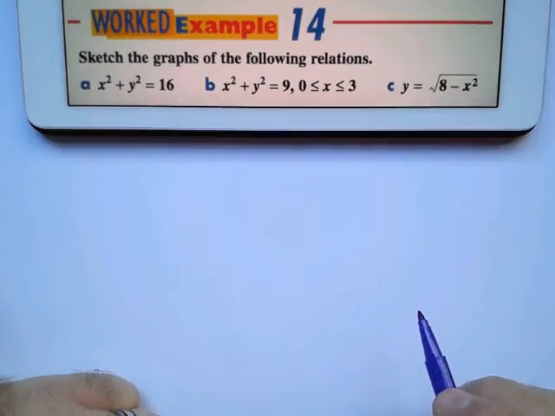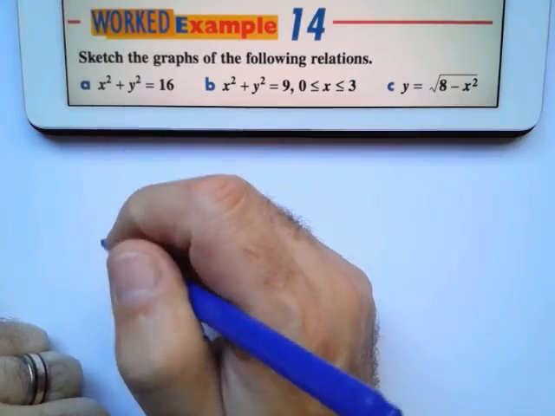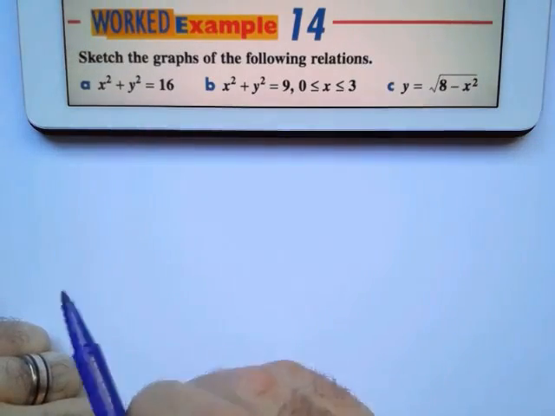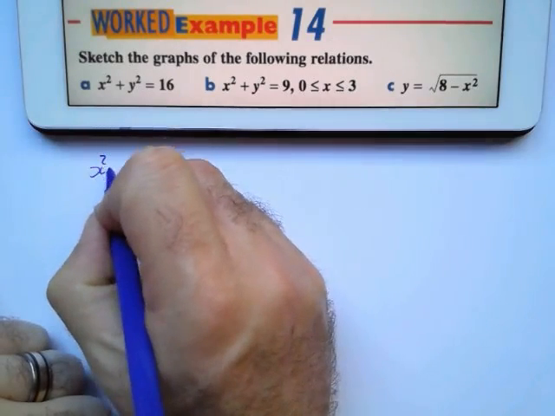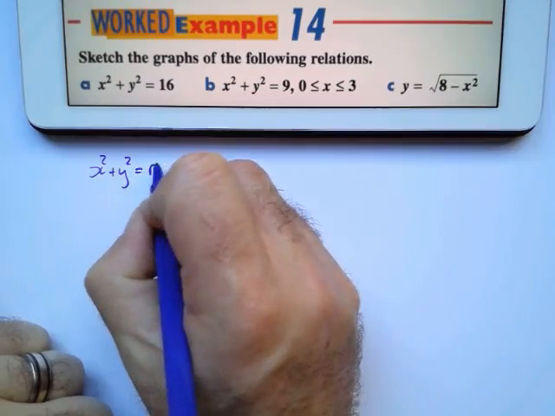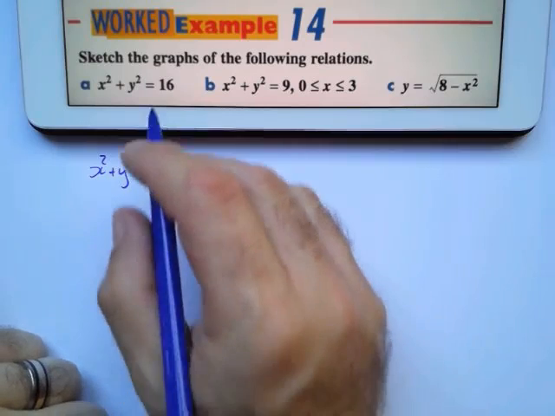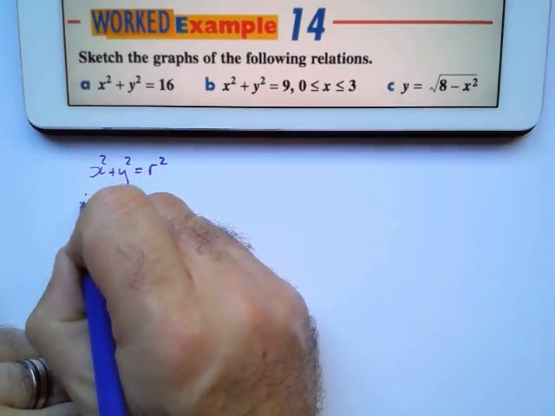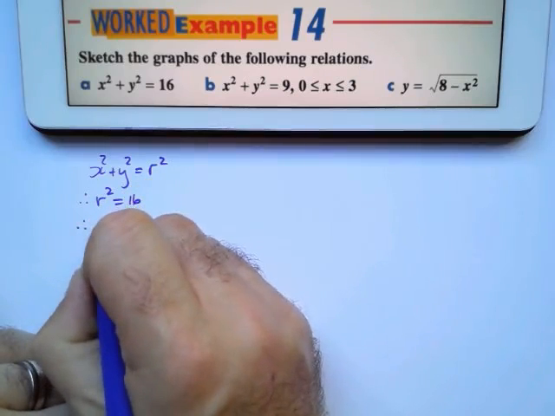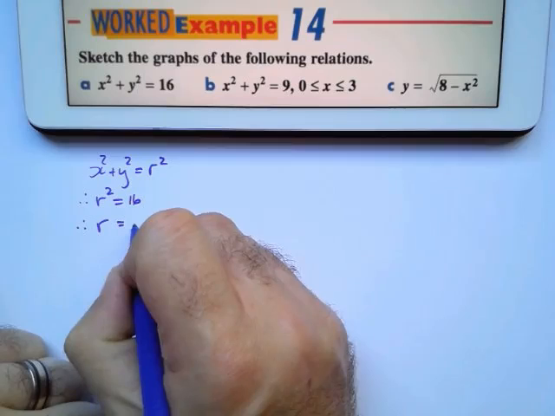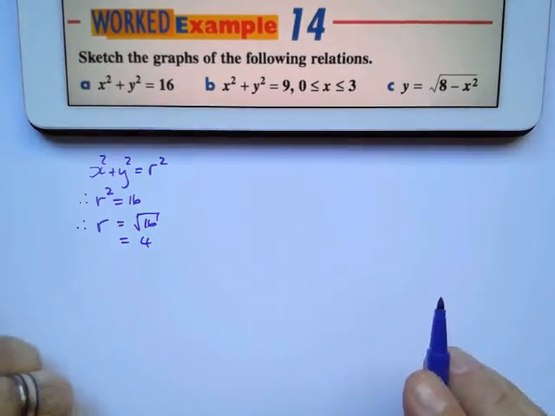Sketch the graphs of the following relations. A. x squared plus y squared equals 16. You need to be able to identify that this is a circle. And I know that x squared plus y squared equals r squared, so I know that that is a circle. In this case I can see that therefore r squared equals 16, and therefore r equals the square root of 16, which equals 4. So the radius equals 4.